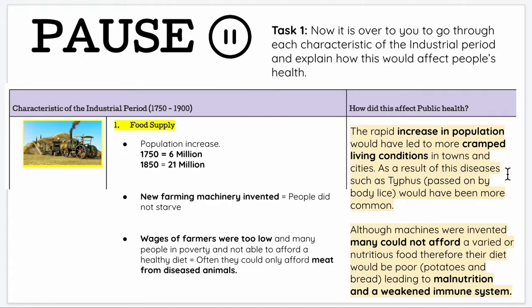As a result of this, diseases such as typhus, passed on by body lice, would have been more common. Although machines were invented, many could not afford a varied or nutritious food, therefore their diet would be poor, i.e. they'd eat things like potatoes and bread, leading to malnutrition and a weakened immune system. So you need to be specific about how it would affect the public's health for each of the characteristics in turn. So I'll leave that example on the board for you.